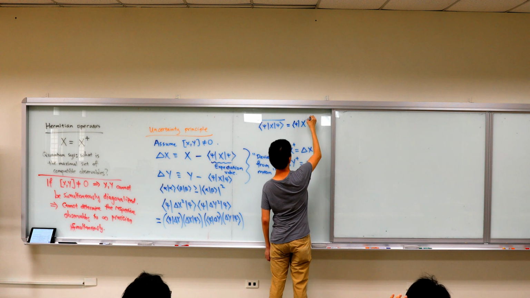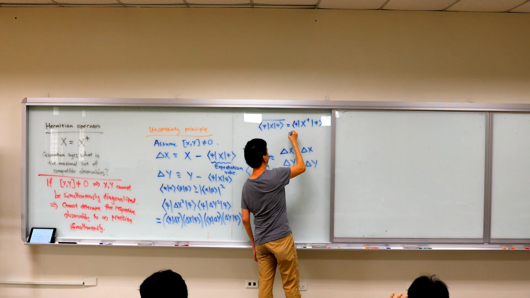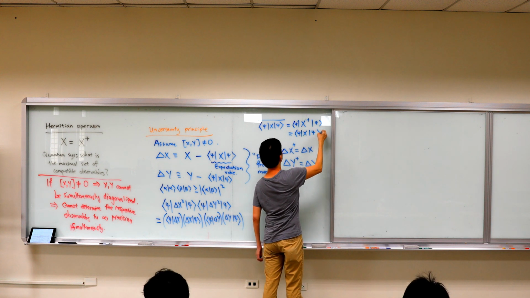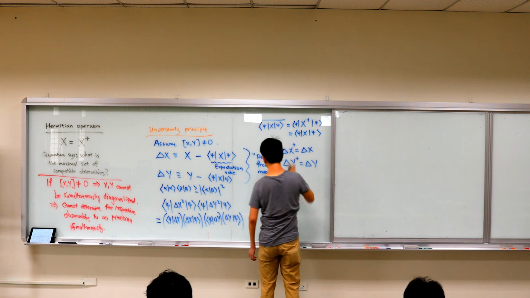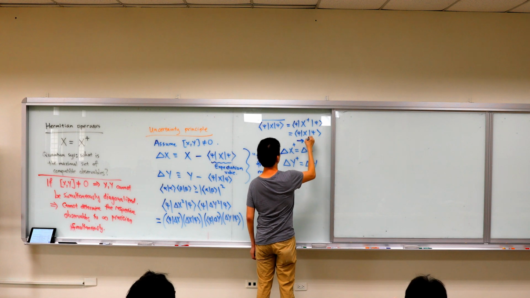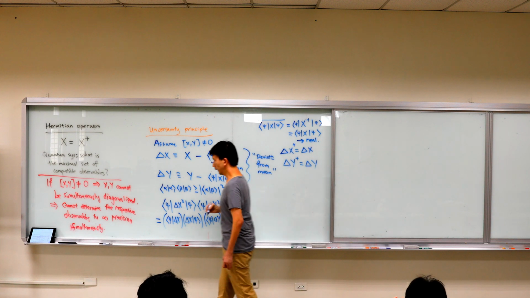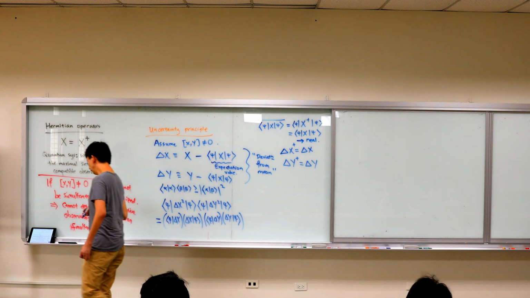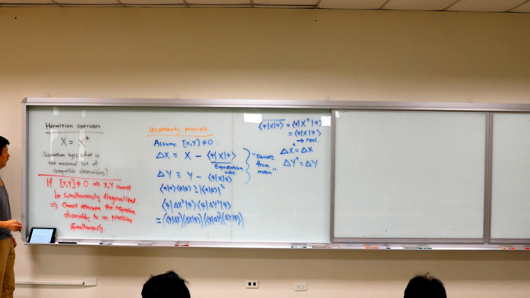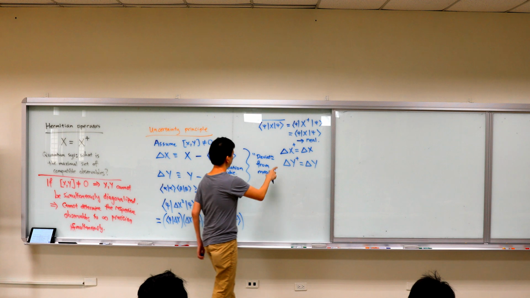But it is supposed to take the dagger of x. But x is Hermitian, so therefore this is just equal to x. Which means that this expectation value is equal to its own complex conjugate. And when a complex number is equal to its own complex conjugate, it means it's real, right? So that is why this is Hermitian.